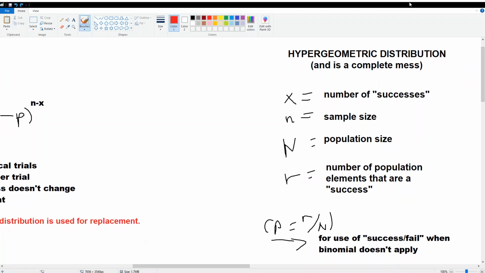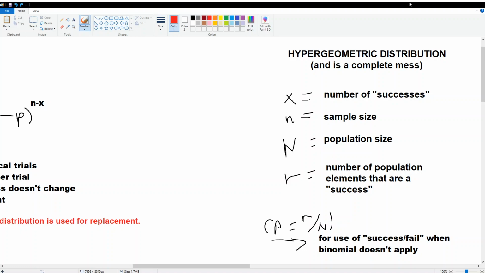So the hypergeometric distribution is a complete circus. It is a clown car. It is a clown fiesta, and it induces sadness and despair onto all of those who see it. When you see the full formula, you'll need to go schedule an eye doctor appointment to get some corrective lenses because it will permanently damage your eyes forever.